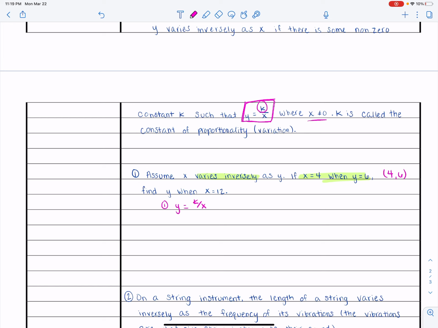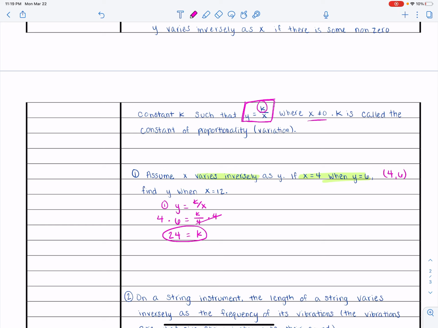So if I plug in what I know, so y is 6 equals k divided by x is 4. I need to find k. So to break up the fraction, I'm going to multiply by the denominator so that it cancels and leaves me with k, but I have to do the same to the other side. So k equals 24. So in this entire problem, no matter what x or y I'm given, I know that they vary as a fraction where the constant is 24.